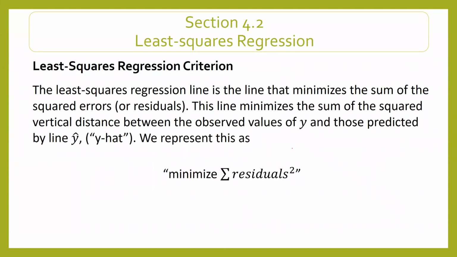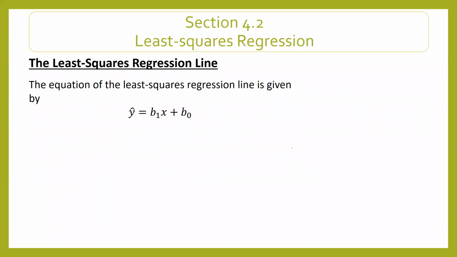So let's now talk about what the least square regression criterion is. The least square regression line is the line that minimizes the sum of the squared errors, or the residuals. This line minimizes the sum of the squared vertical distances. Like I've said before, it's the vertical distance between the observed values of y and those predicted by the line. We call it y hat, so as to differentiate it from the observed value. So minimize the sum of the squared residuals. And we do that because we want the distance to be positive.